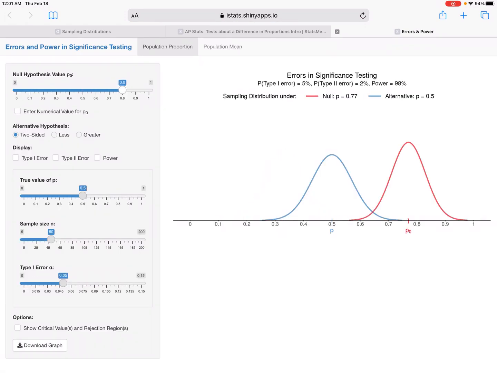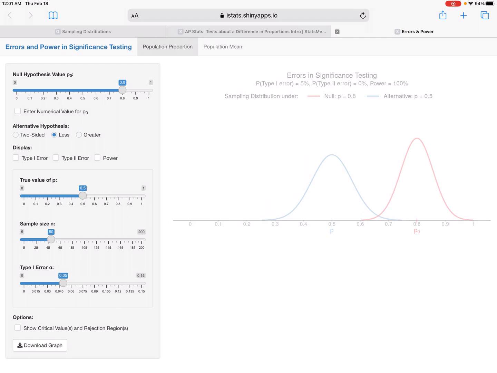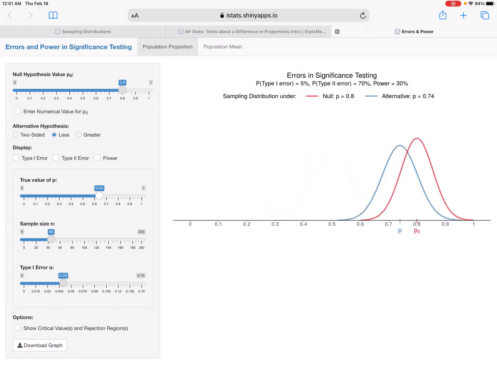Let's go back up to our 80%. That was at 5%, stay there. Less, right? And value of P was at 66. Size, okay, everything else is good. Okay, so, we want to show type 2 error and power.